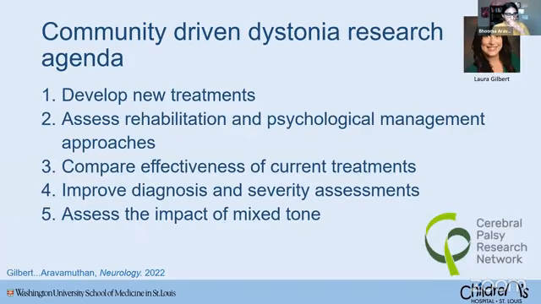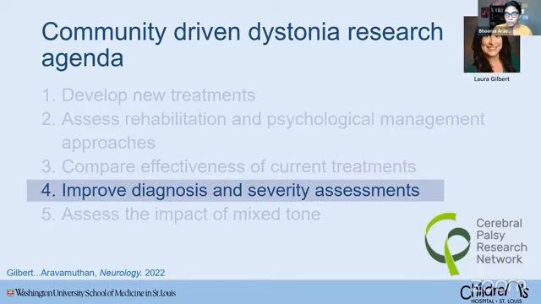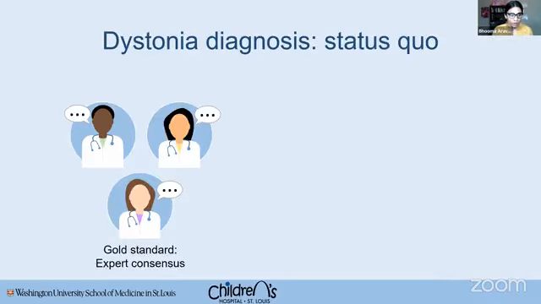We established a community-driven research agenda for dystonia and CP together with the Cerebral Palsy Research Network, directly asking people with CP and their caregivers about what they would prioritize we work on. High on this list was improving diagnosis and severity assessments. So I'll talk a little bit about our work there.